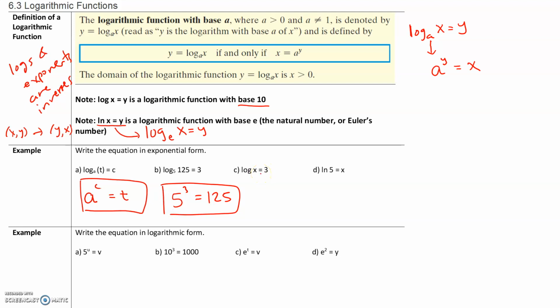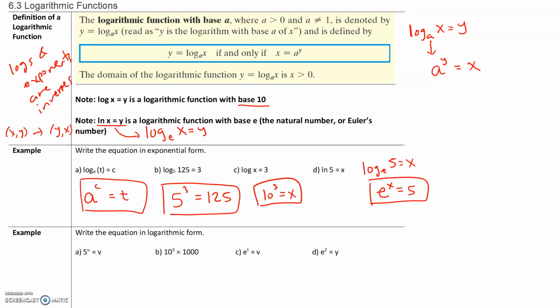Log of x equals 3. Well, in this case, we don't have a base. If there's no base written, that's going to be base 10. So this is going to be 10 to the third power equals x. Now finally, we have natural log of 5 equals x. So first thing I'm going to do is rewrite this as log base e of 5 equals x. So the natural log is log base e of 5 equals x. And then we have e to the x equals 5. We got the base raised to the x power, and that's going to equal 5.